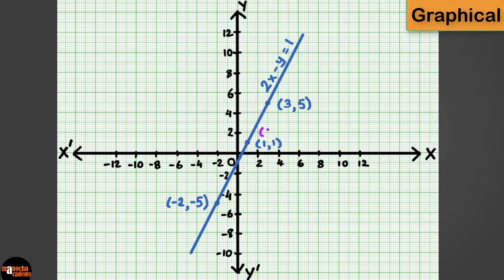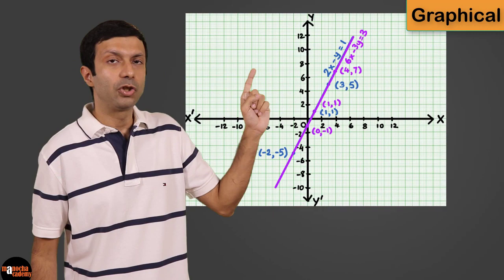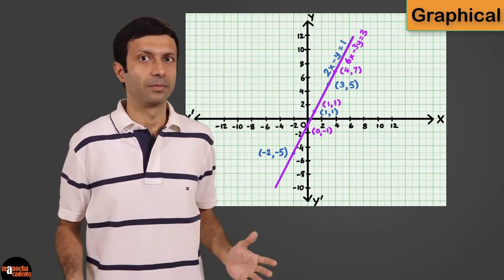Let's plot the 3 points of the second equation on the same graph paper. And when we join the 3 points and extend it both ways, we get a straight line. But the interesting thing is that this straight line lies on top of the line of the previous equation. So if you look graphically, the two lines are coincident. They are basically the same line.